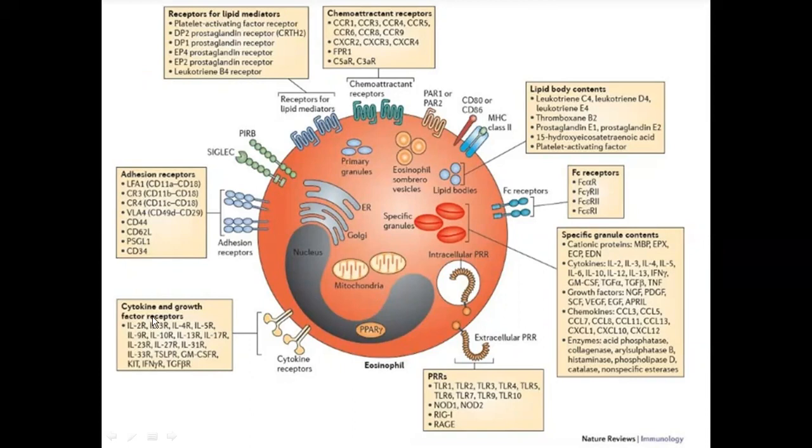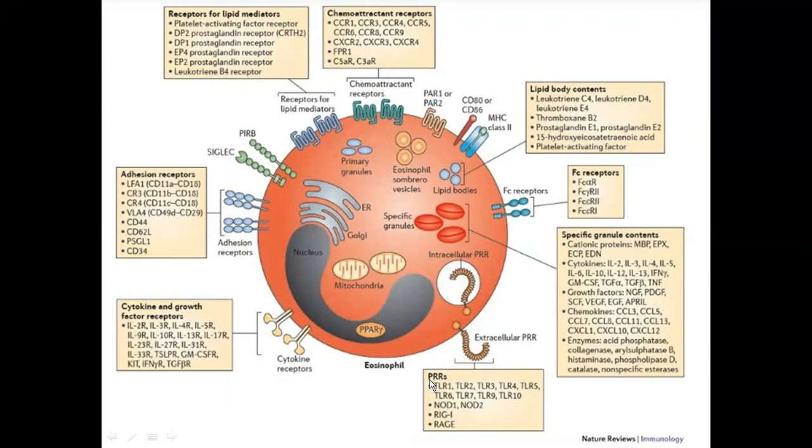There are also cytokine and growth factor receptors for all these different cytokines and growth factors mentioned here, like transforming growth factor beta, interleukin 2 receptor, and interleukin 3 receptor. So for all these different cytokines and growth factors, the receptors are there on the surface of this particular eosinophil.